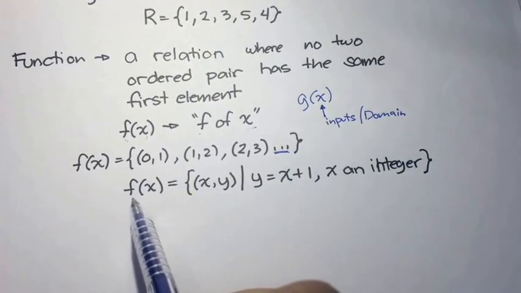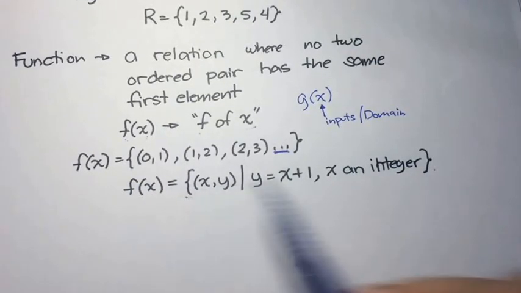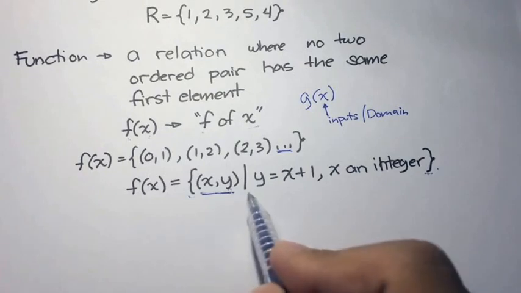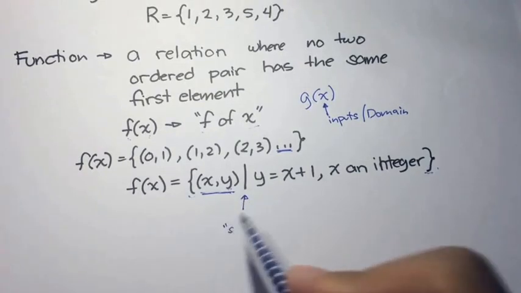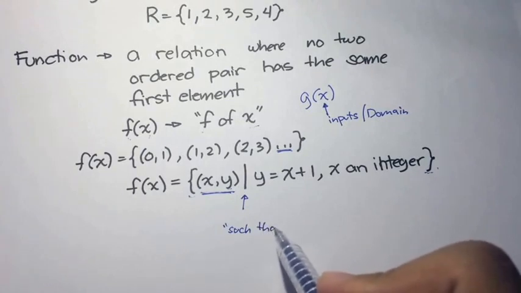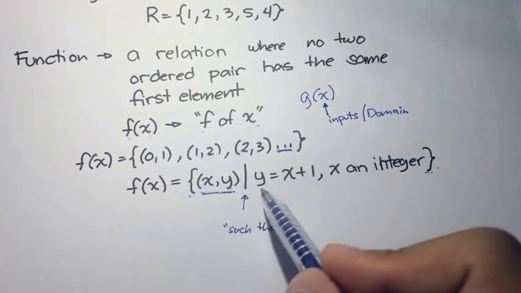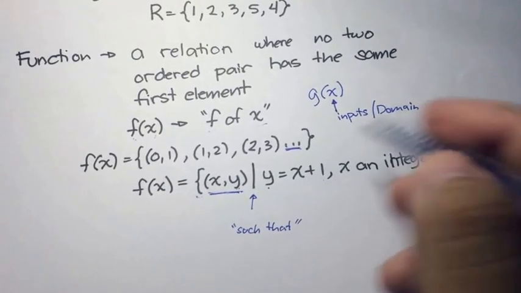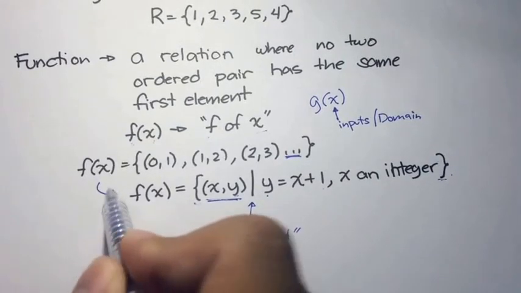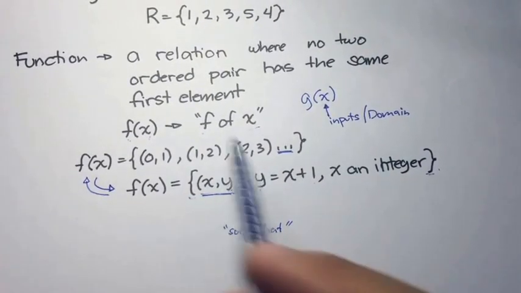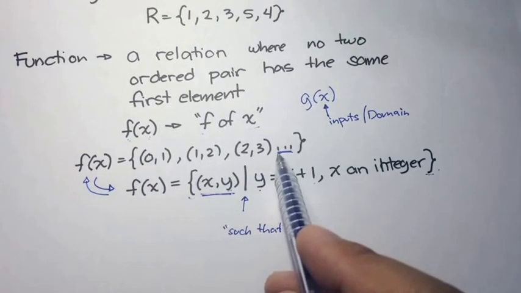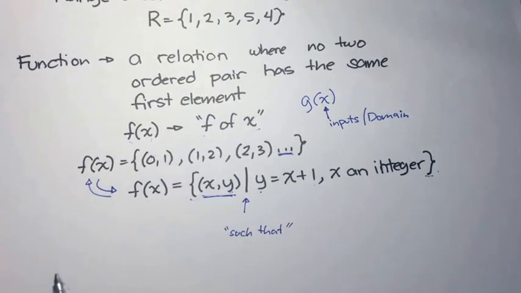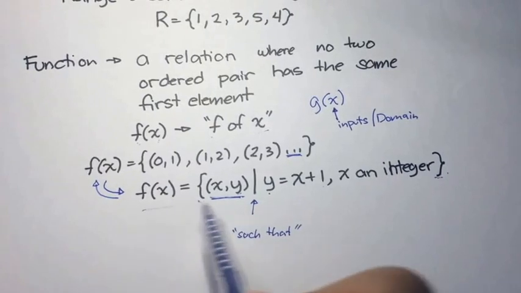We can use a notation similar to this one. We read it as: the function of x is the set of all ordered pairs (x, y) such that, the vertical line is read as "such that", y is equal to x plus 1 and x is an integer. So these two functions are the same. But for this one, if we have to write all the numbers, it would take too long. So we have this kind of notation.